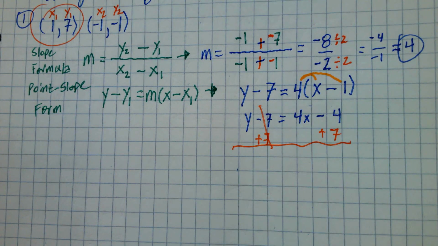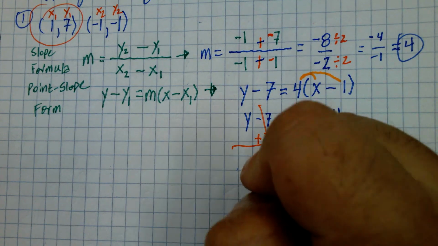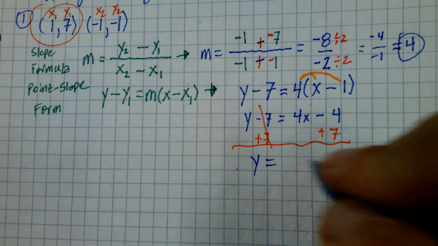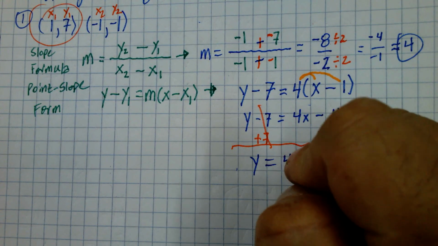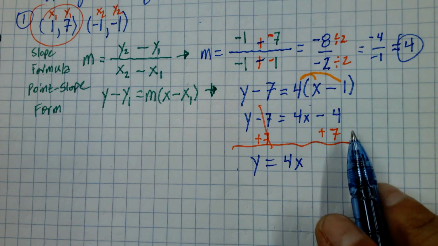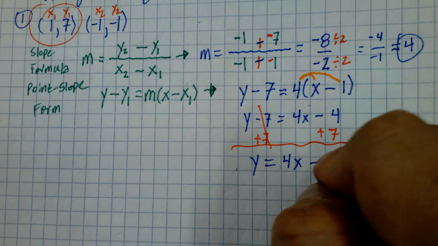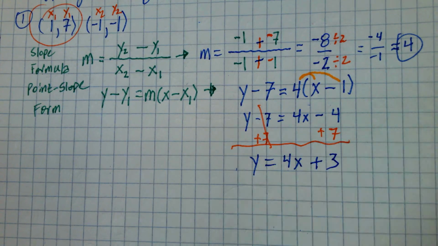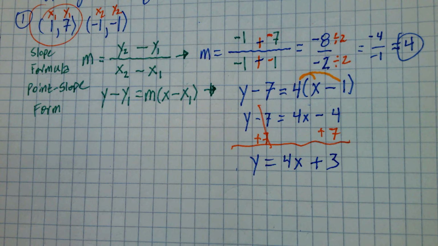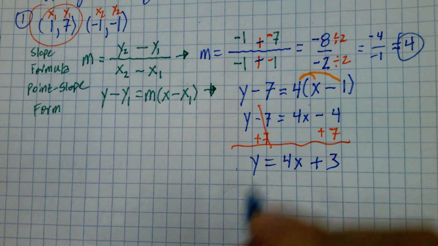And that gets rid of the minus 7 here. And we finally have our answer. Y equals 4x. And then we figure out that negative 4 and positive 7 add up to positive 3. So plus 3. Okay? All right, focus on this. Focus on this.